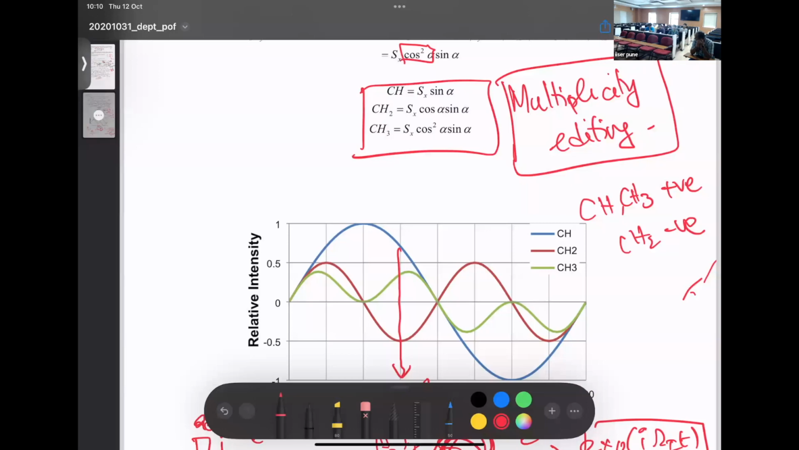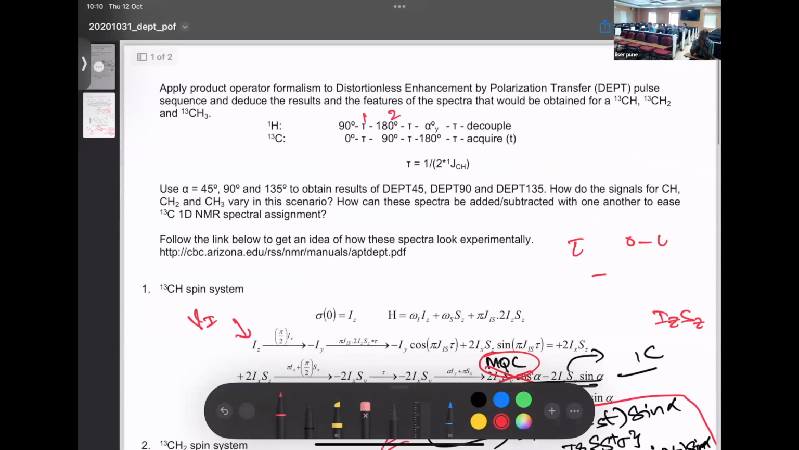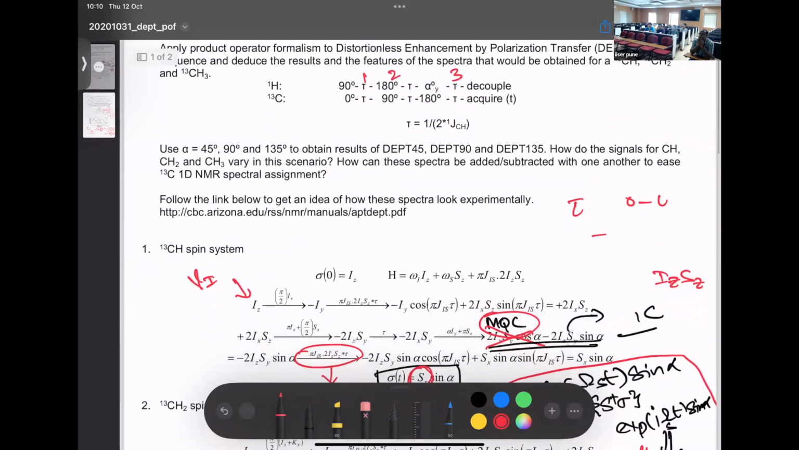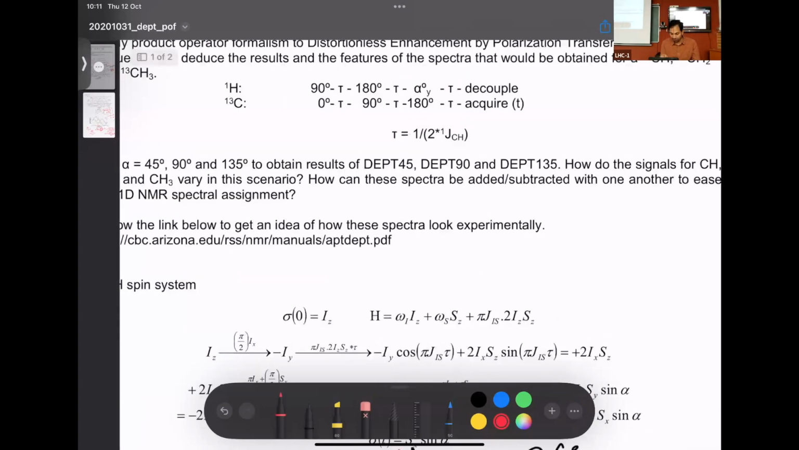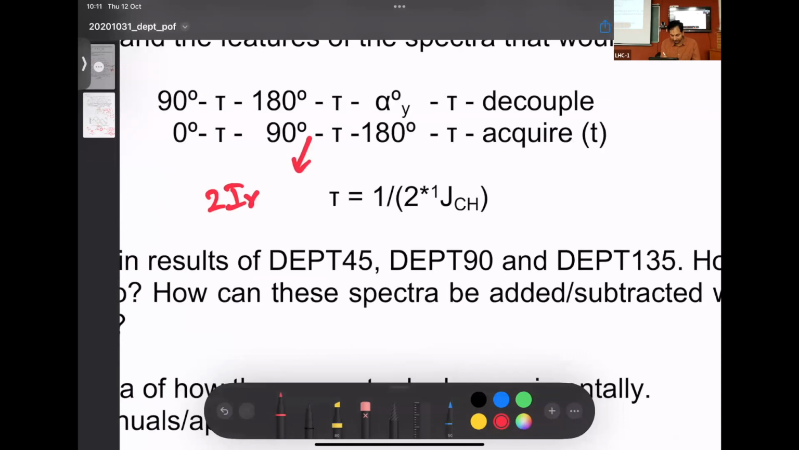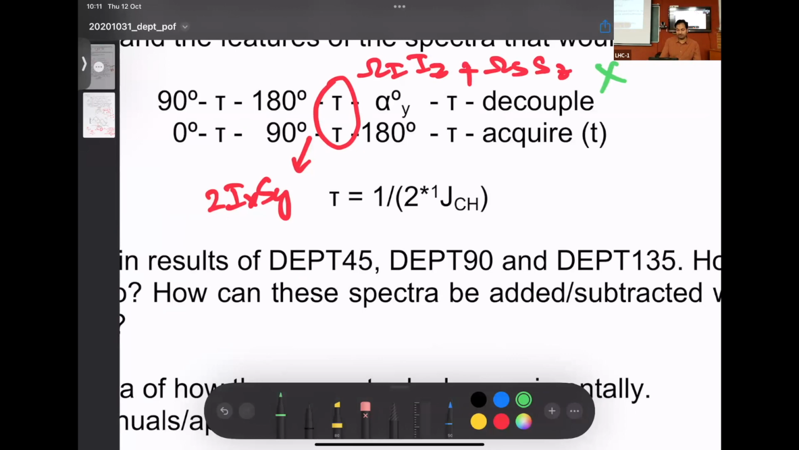Sir, can you explain once again why in that tau delay the chemical shift does not evolve? When the density matrix is 2IxSy minus 2IxSy. Yes, sir. Right. First of all, multiple quantum will evolve with a chemical shift. That's the whole idea that we learned earlier. But if you pay close attention, let me write only the necessary stuff here. So you have 2IxSy generated. Your problem is, how is it that omega I IZ plus omega S SZ does not evolve? Why is it that we are not evolving it? Is that your question? Yes, sir.